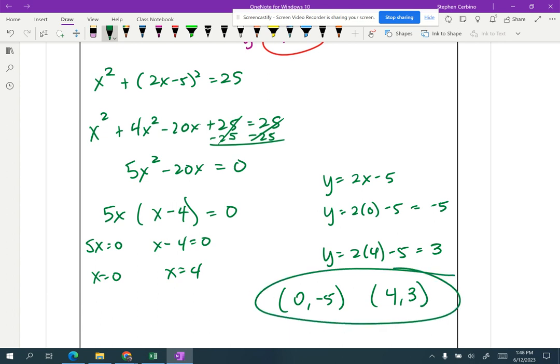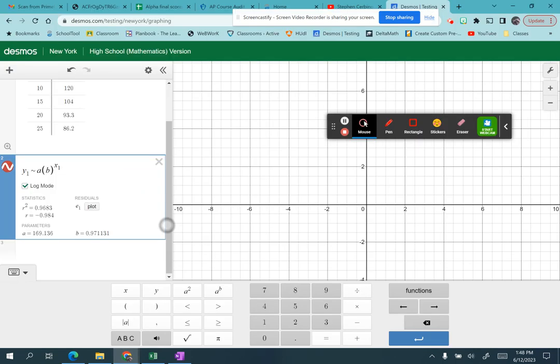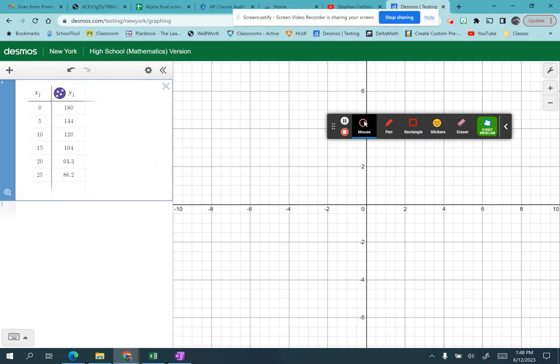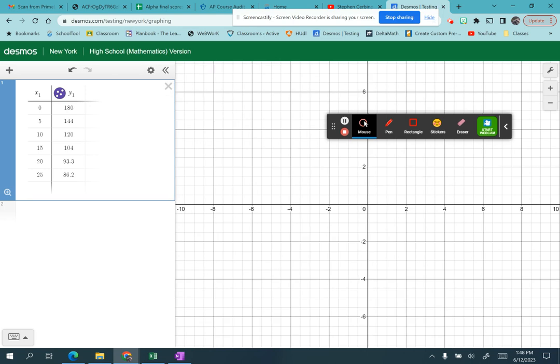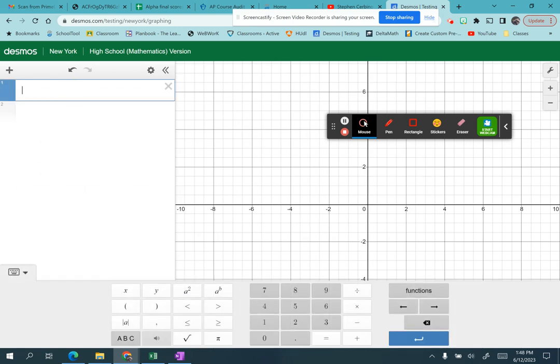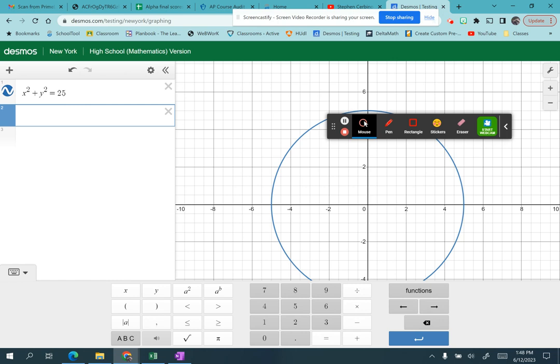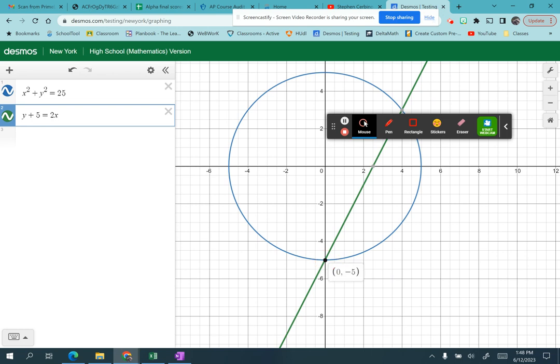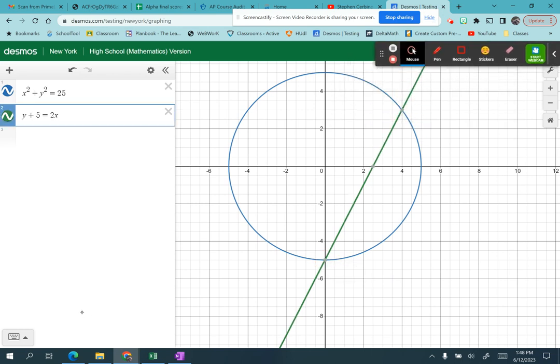Now, if you want to check this, or if it was part 1, you could just graph it. There we go. So we could graph x squared plus y squared equals 25. And we can graph y plus 5 equals 2x. And we can see that these two things intersect at (0, negative 5), which we saw, and (4, 3), which we solved for as well.